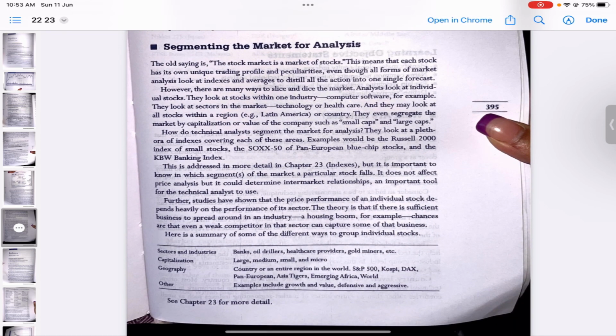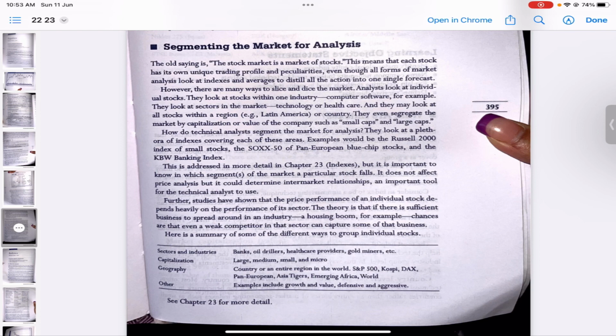The last concept in this chapter is segmenting the market for analysis. So the markets can be segmented using various criteria, and they can be divided on the basis of various types of bifurcations. The first thing is the equities in the market can be divided into sectors and industries. Like for banks, you can have a sector, for oil drillers, for healthcare, for gold miners. So according to the industry the equity belongs to, you can bifurcate them and put them in those groups. That is the first way of bifurcating the equities.